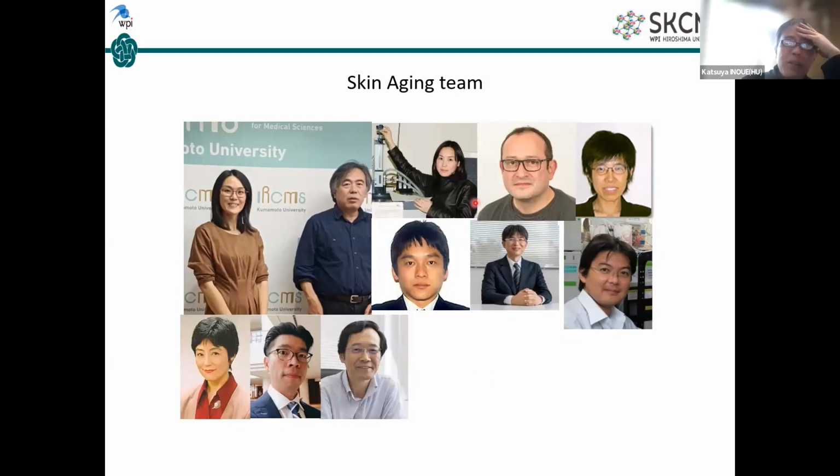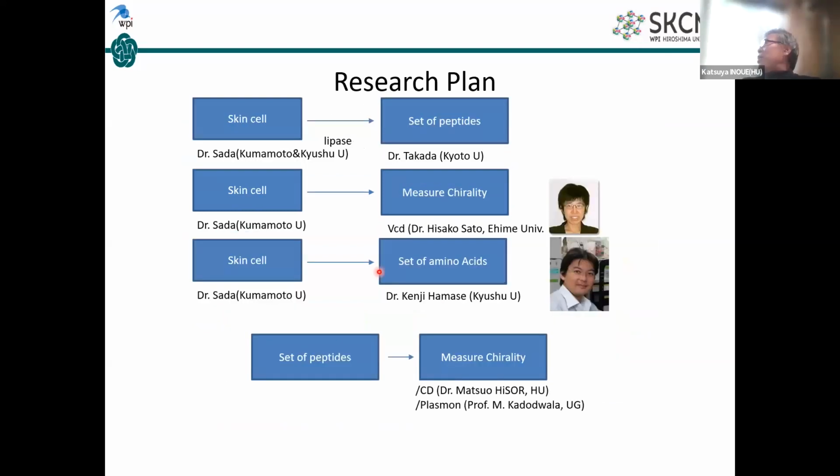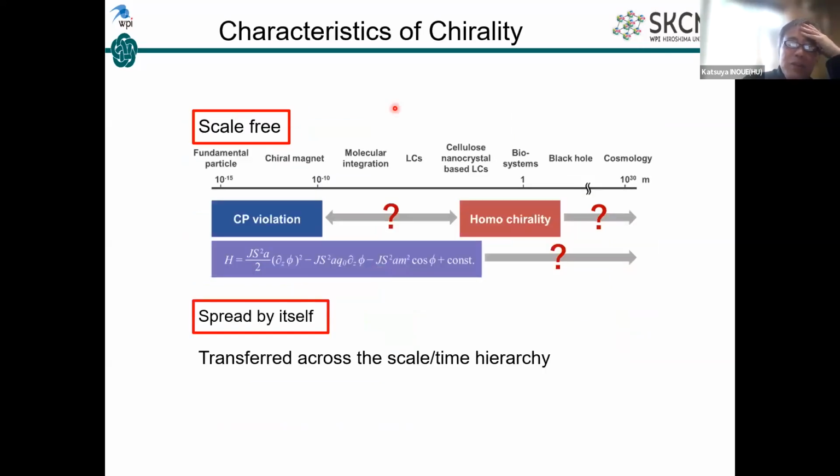And then we start to analyze these human skins, getting the peptide and analyzing chirality by using different techniques. But anyway, I still have time. We can summarize here. Our chiral world spreads, and it is possible to spread quantum chirality to biomolecular chirality.